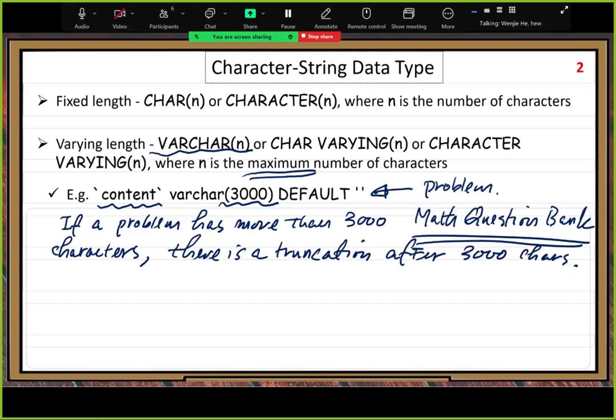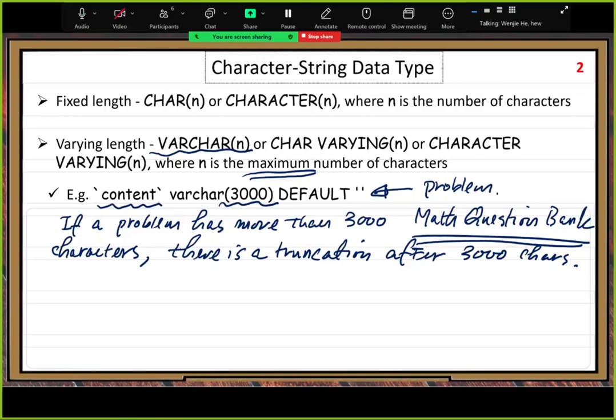So based on this understanding, in your application program, you may want to check the data size, right? If you want to have at least a warning, some message. So there is a problem here. You need to find a solution.